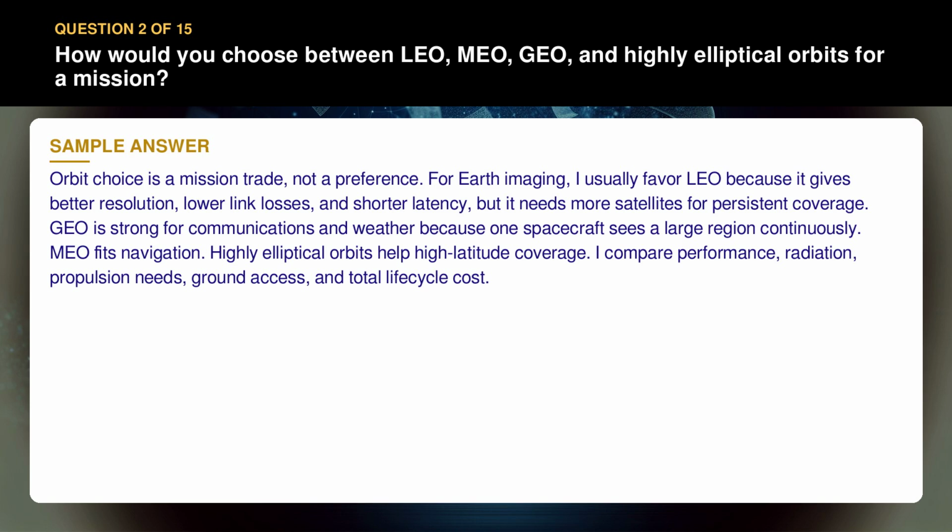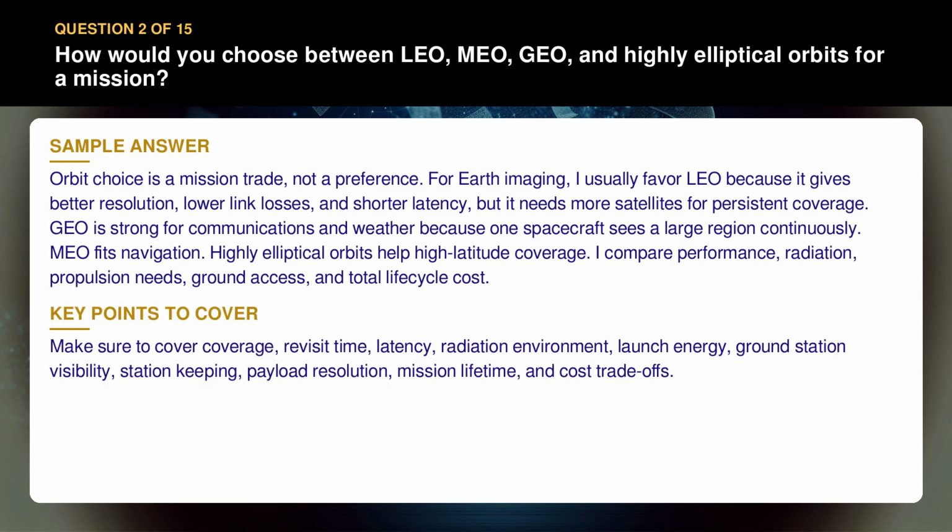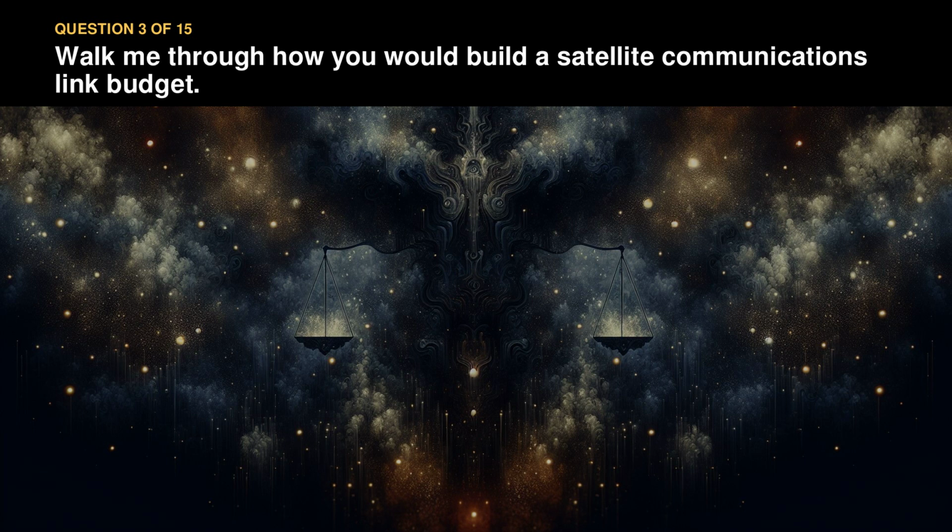GEO is strong for communications and weather because one spacecraft sees a large region continuously. MEO fits navigation. Highly elliptical orbits help high-latitude coverage. I compare performance, radiation, propulsion needs, ground access, and total life cycle cost. Make sure to cover coverage, revisit time, latency, radiation environment, launch energy, ground station visibility, station keeping, payload resolution, mission lifetime, and cost trade-offs.